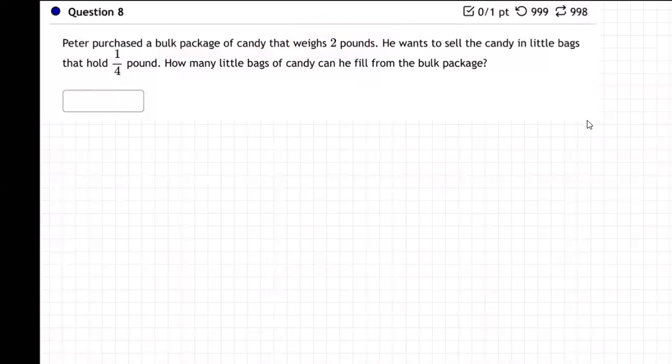Anyway, so a big bag of candy weighing 2 pounds, and he wants to sell it in little bags that are 1/4 pound each. How many little bags can he fill? Well, basically we're asking how many little 1/4 pound bags are in 2 pounds? That's really what we're asking, huh? How many 1/4 pounders in 2 pounds?